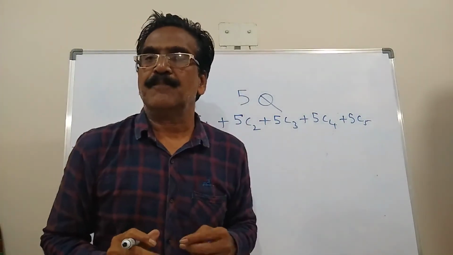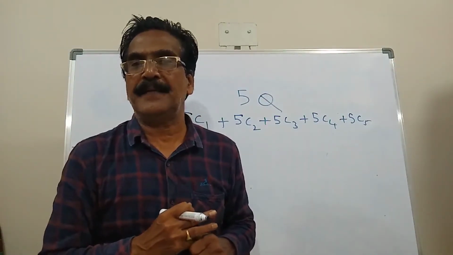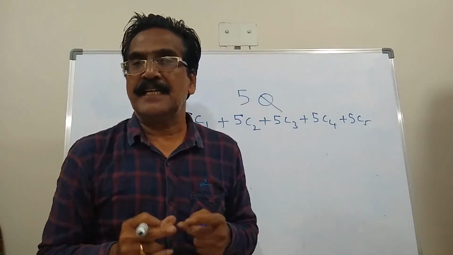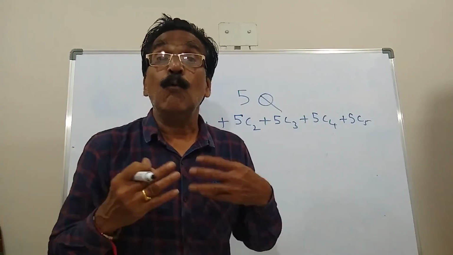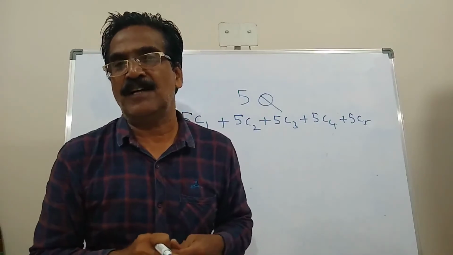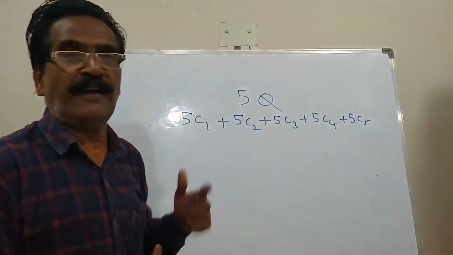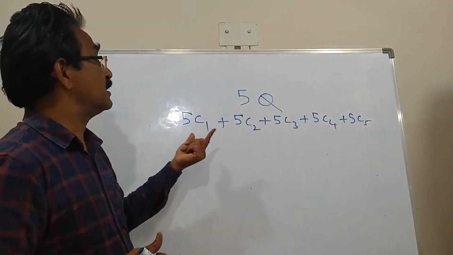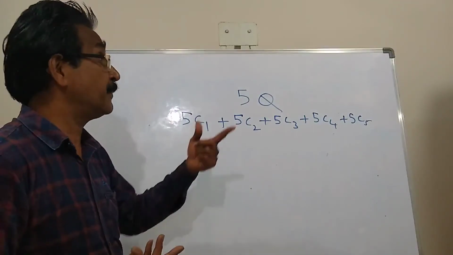So your question is this, friends. There are 5 questions in a paper. In how many ways can a student attempt one or more questions, that is at least one question, from these 5 questions? So he can select one question. He can attempt only one question. That can be any one.